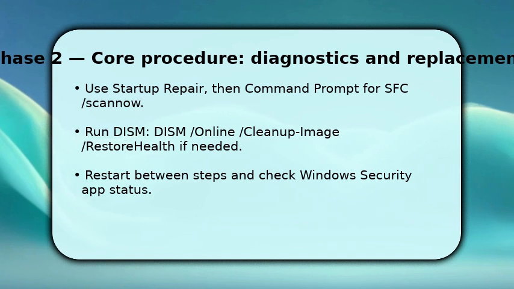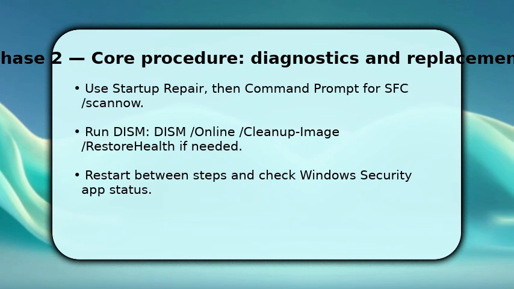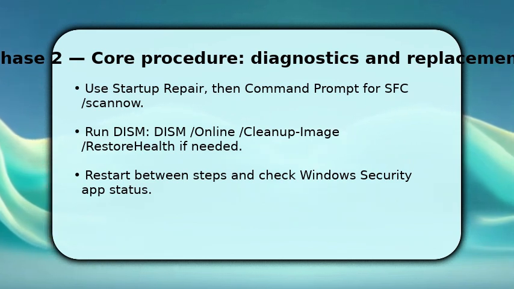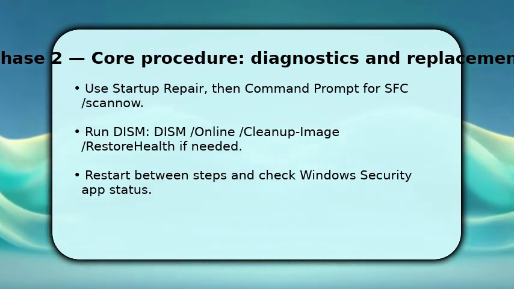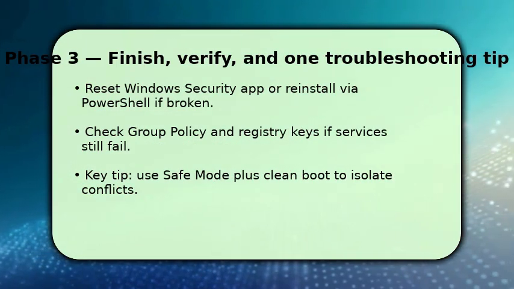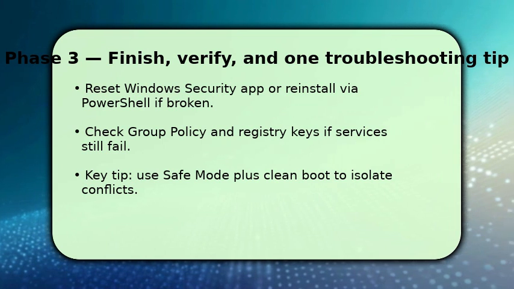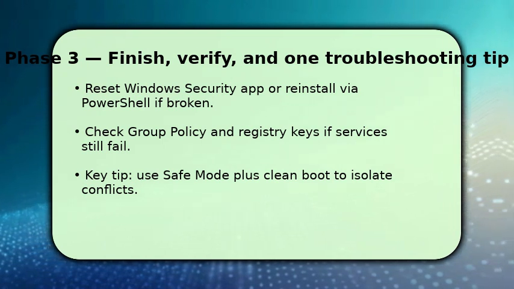Make sure to restart after each command so services reload, and then check the Windows Security app to confirm protection components appear and update correctly. To finish, reset the Windows Security app from the app's Advanced Options or reinstall it via PowerShell if the UI is damaged. You do this to restore defaults.